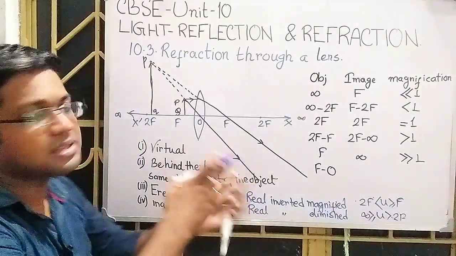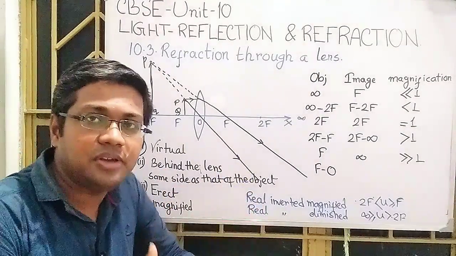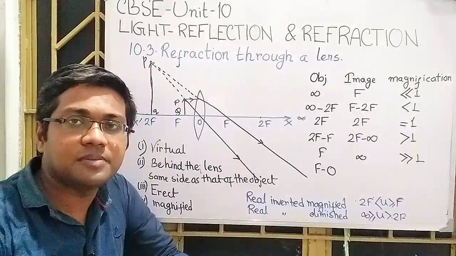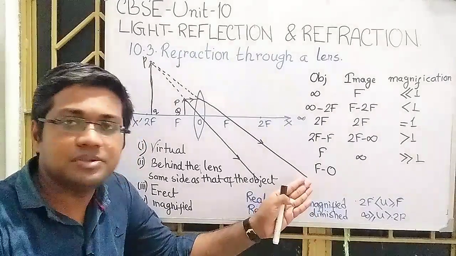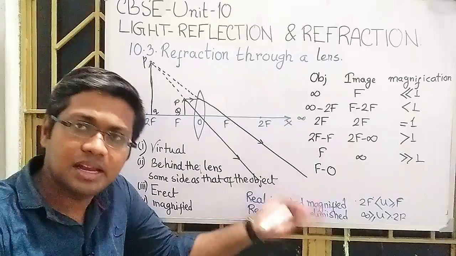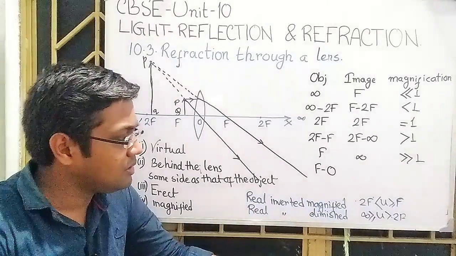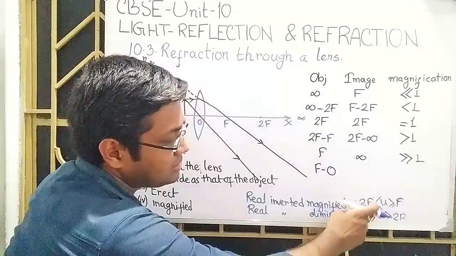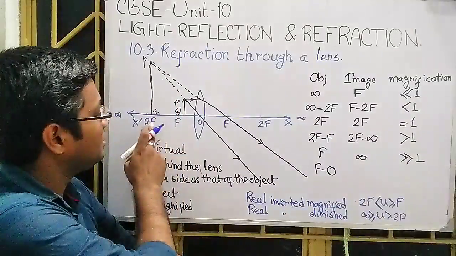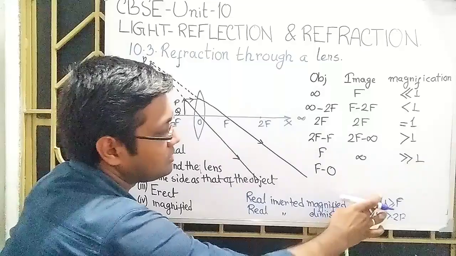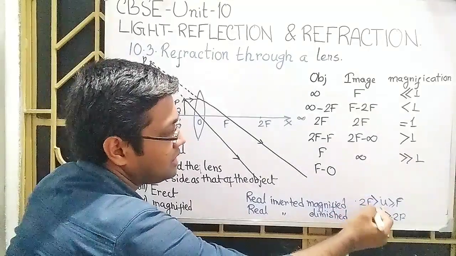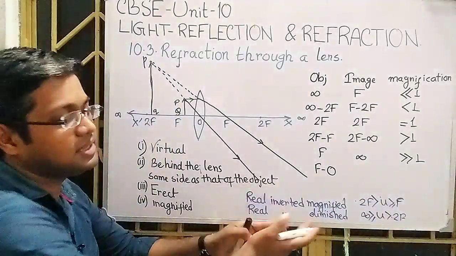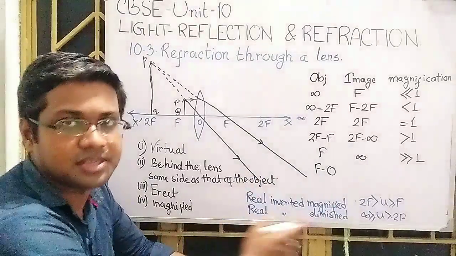Several questions may be asked. You may have to draw the diagram for the case in which a convex lens gives a virtual image. You want to check this: u should be less than 2f, so the notation that I have used is correct. u should be less than 2f but greater than or equal to f. So this is the thing.